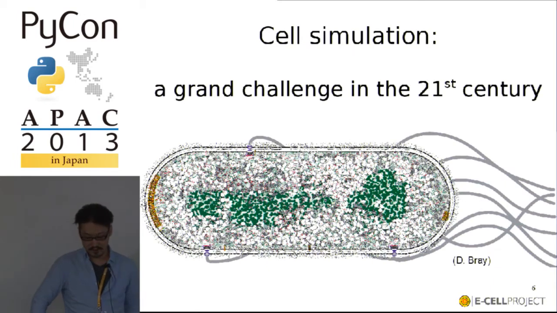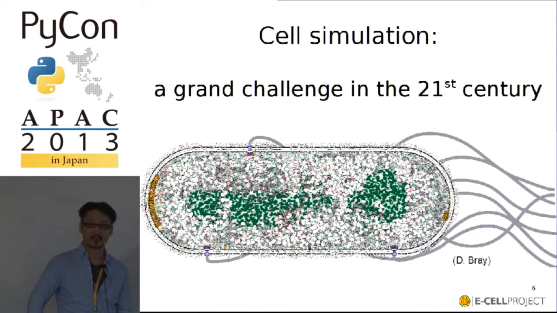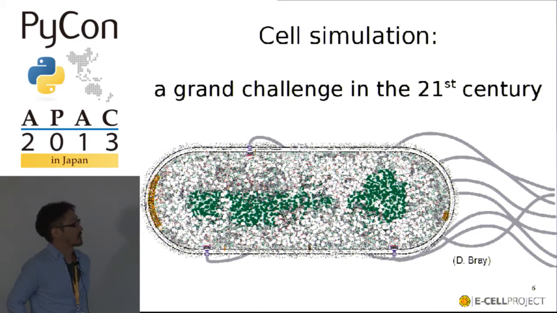We started this project because we think that simulation of cellular biological cells is a grand scientific challenge in the 21st century. Shown here is an illustration of the simplest cellular organism called E. coli. E. coli exists in the guts of yourself. There are lots of these type of cells in your body.